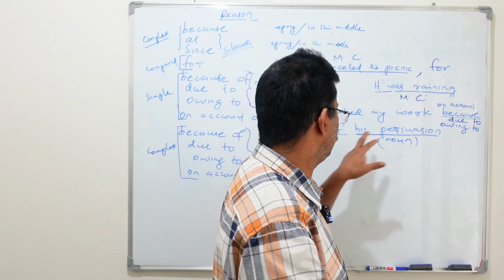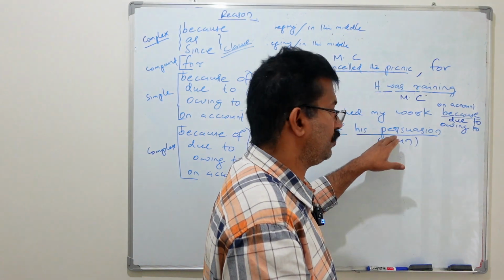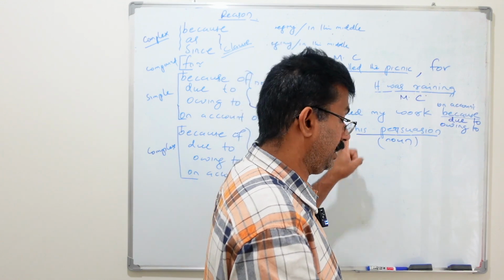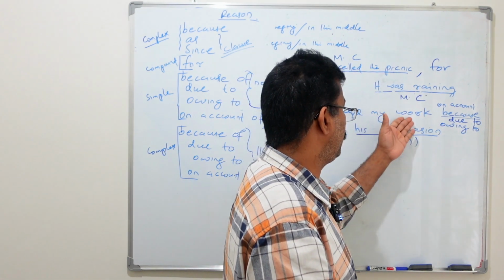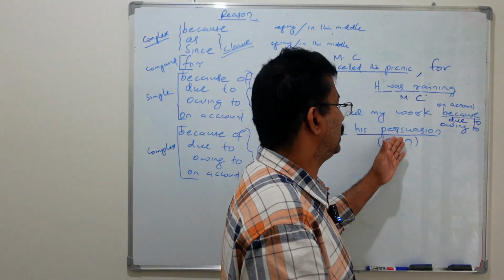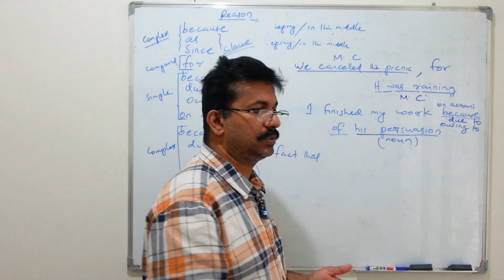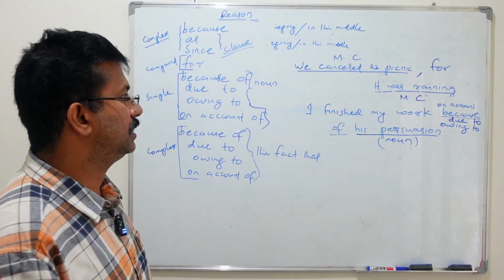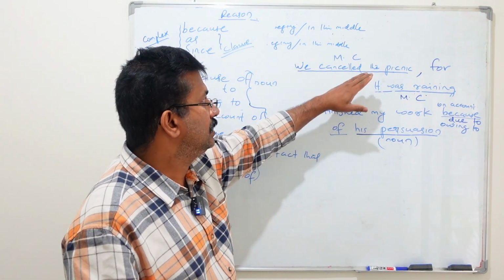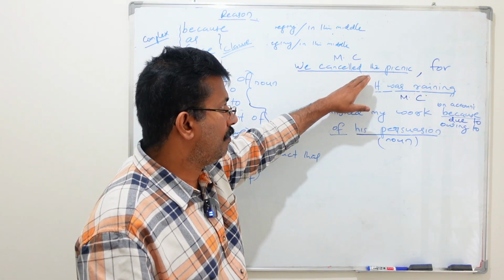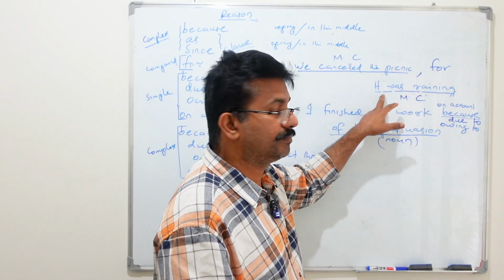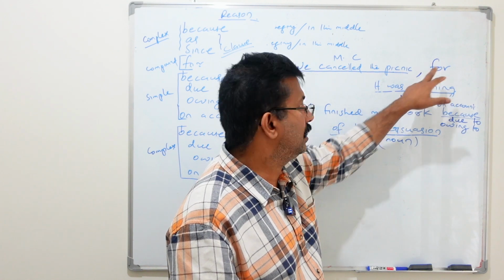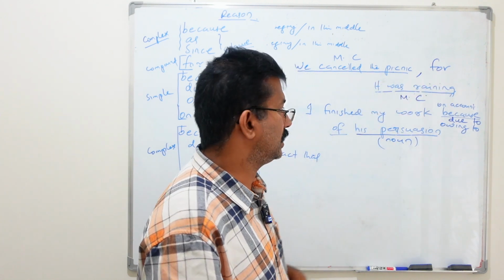I finished my work due to his persuasion is one main clause. So this is a simple sentence. Again, I finished my work owing to his persuasion is again one main clause. Therefore, this is a simple sentence. This is a combo. If you are using for, this becomes a compound sentence. If you are using because, as, and since, this sentence becomes a complex sentence.